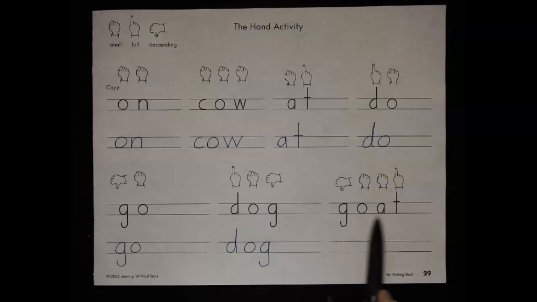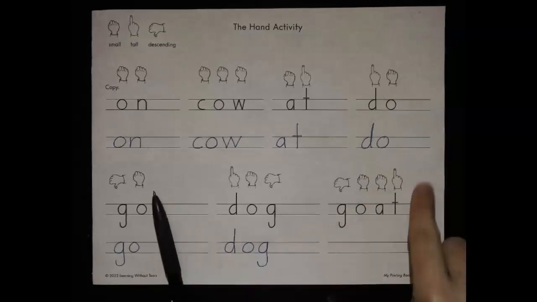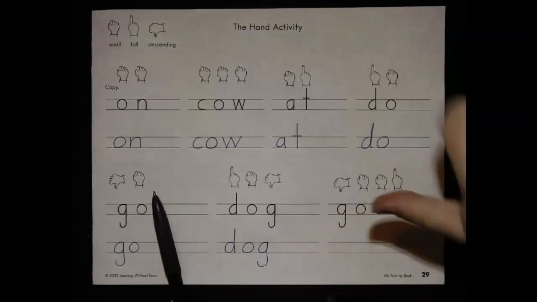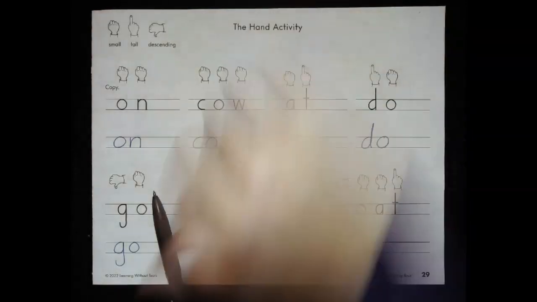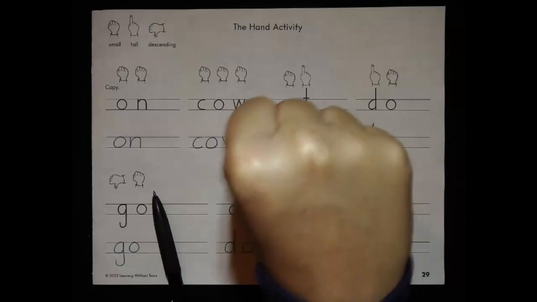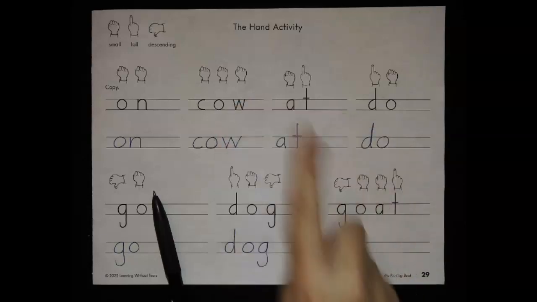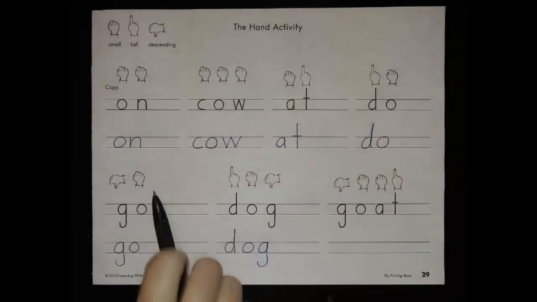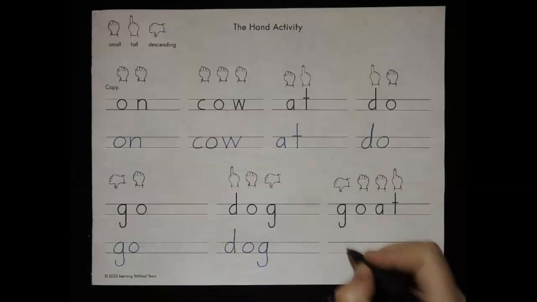All right, last one. G-O-A-T. Goat. This one has all the kinds of letters too. G goes below the line. The O and the A, what are those both? Small letters. And what about our T? Tall letter. Good.